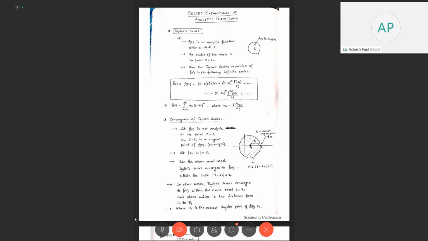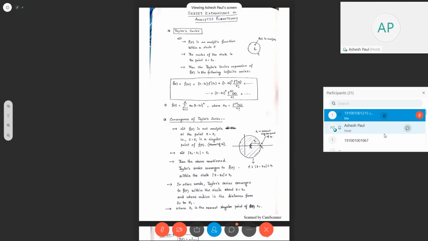Okay, now the second topic is convergence of this Taylor series. The convergence of this Taylor series. I am going to this topic.